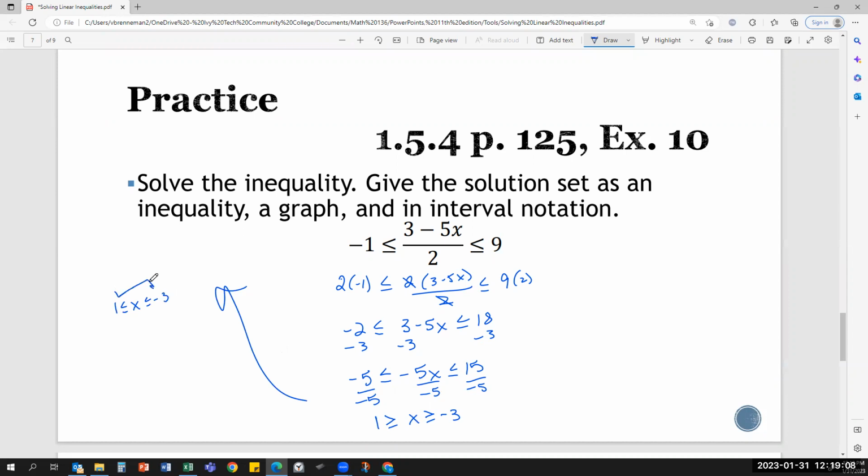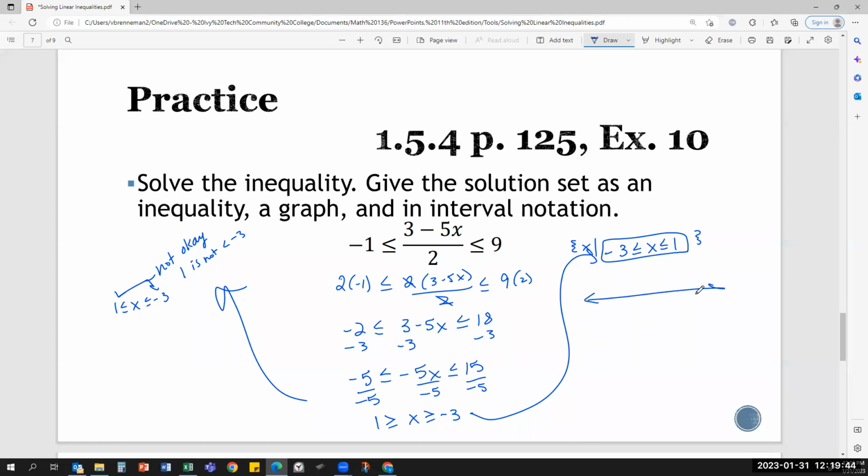And that would be a problem because 1 is not less than -3. So that would immediately be wrong. But what I have, 1 is greater than or equal to x is greater than or equal to -3, is correct, but it's not in the standard format. So I need to rewrite it in the opposite direction. -3 is less than or equal to x is less than or equal to 1. That would then be the correct inequality that would go inside the set builder.